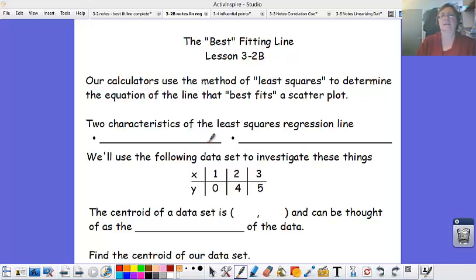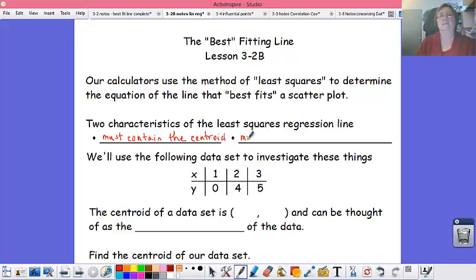Two characteristics of that least squares regression line. That line must contain the centroid of the data set. Must contain the centroid. And we'll talk a little bit about what the centroid is. And secondly, it must minimize the squared error. And I'm going to put that in quotes, squared error. All right, so those are our two guides, and we're going to start out by looking at the centroid.